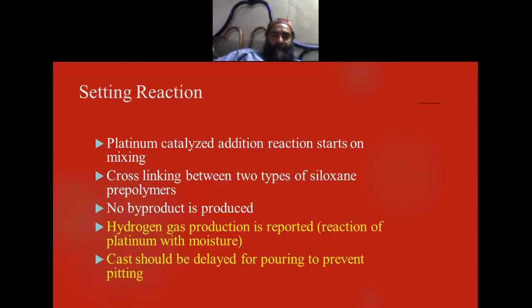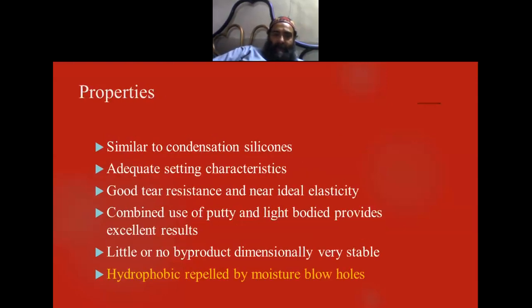But hydrogen gas production is reported due to the reaction of platinum with moisture. So cast pouring should be delayed to prevent pitting. And this pitting is due to the bubbling out of the hydrogen gas.